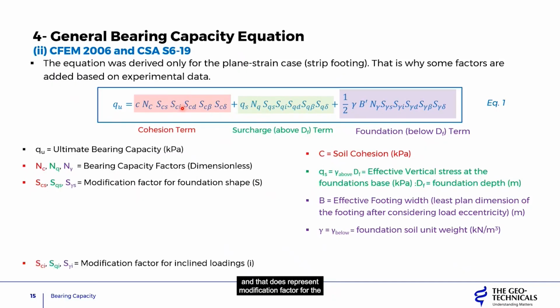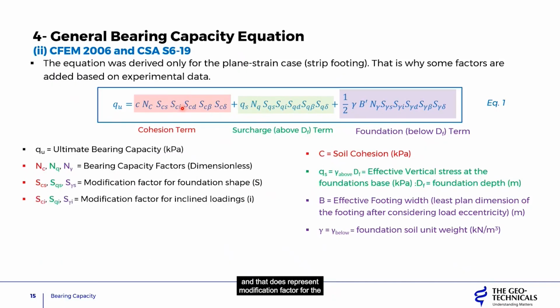So I does represent the modification factor for the inclined loads. And we'll come to how we can calculate all of these factors in a detailed manner. Okay, modification factor for inclined loads. For the C, it's I_c, for the Q, it's I_q, for the gamma, it's I_gamma.